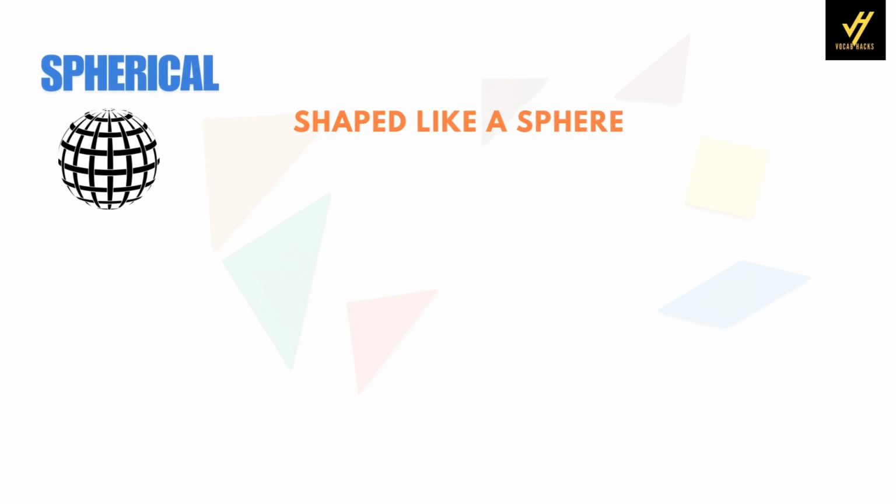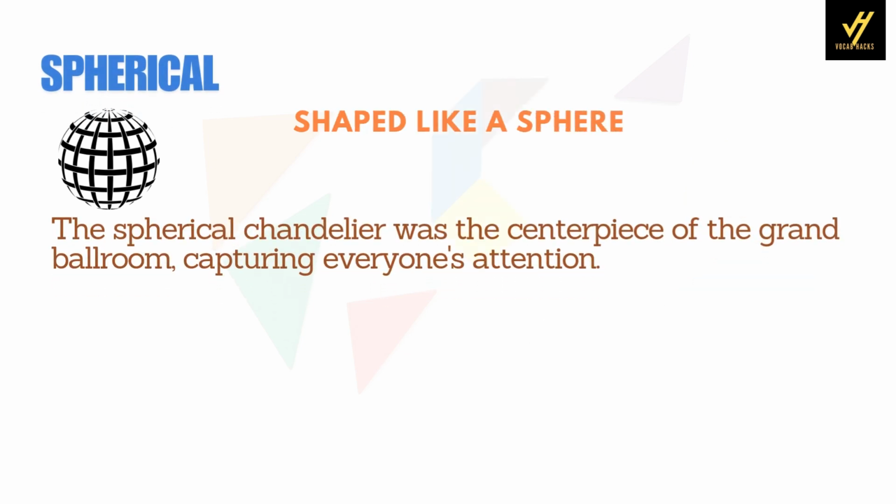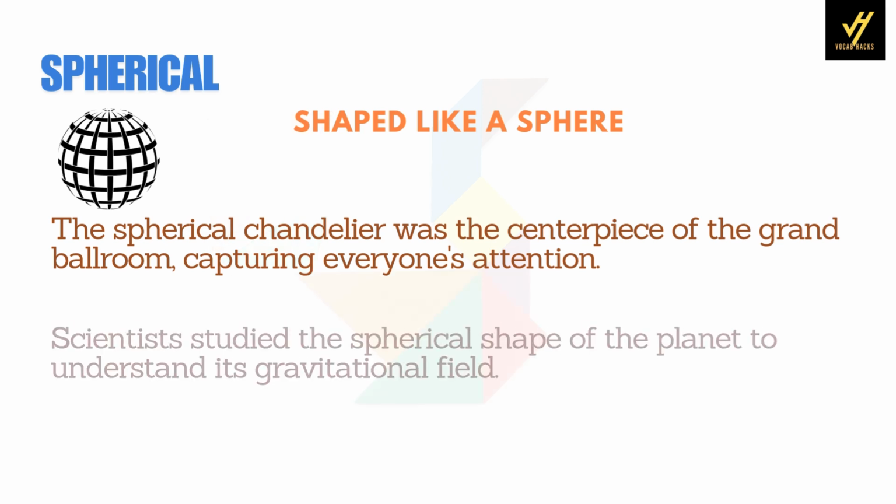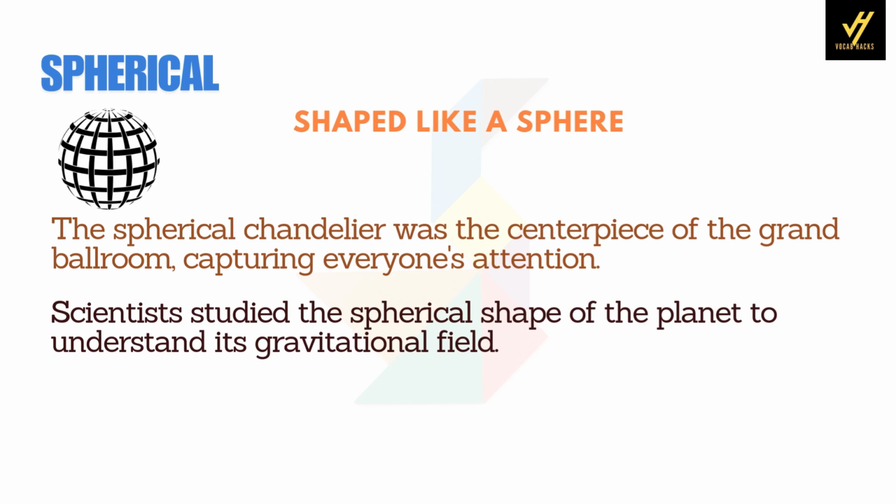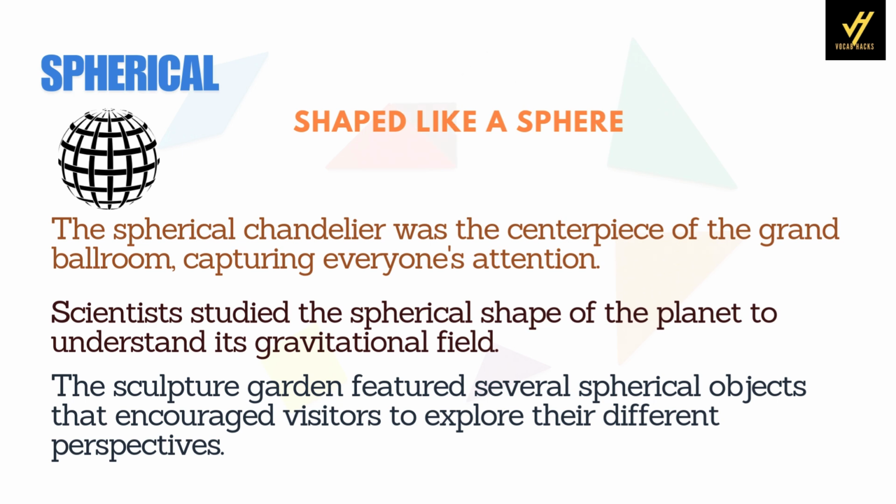Spherical, shaped like a sphere, the spherical chandelier was the centerpiece of the grand ballroom, capturing everyone's attention. Scientists studied the spherical shape of the planet to understand its gravitational field. The sculpture garden featured several spherical objects that encouraged visitors to explore their different perspectives.